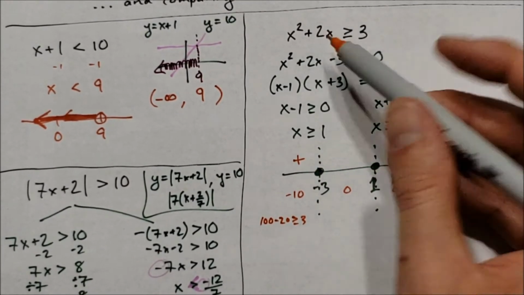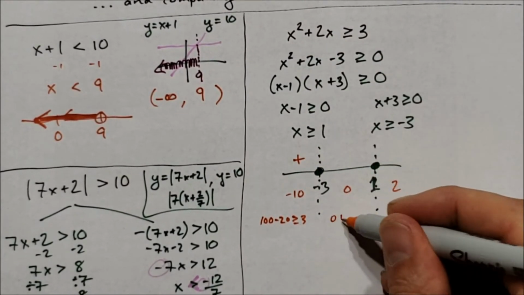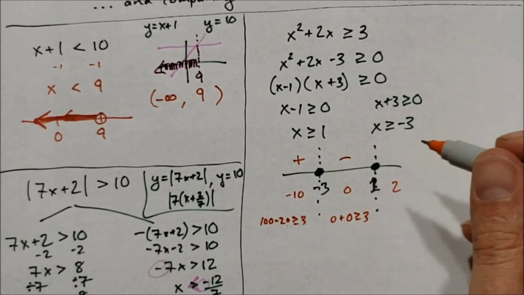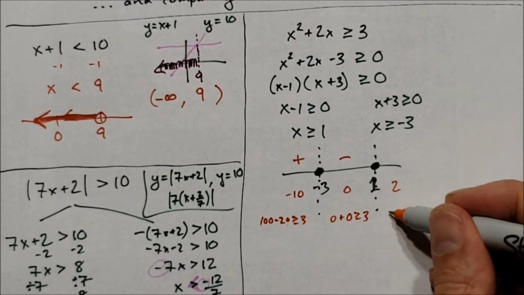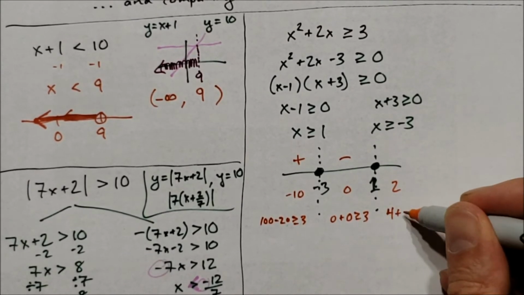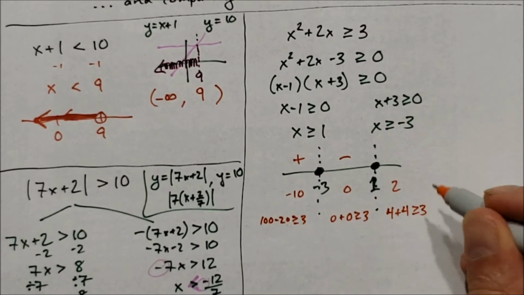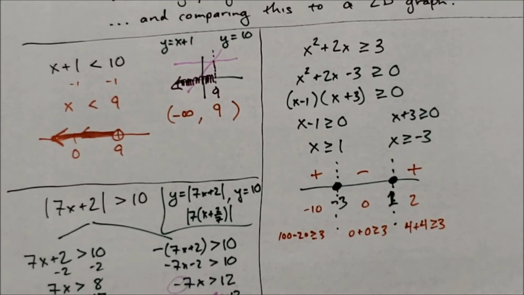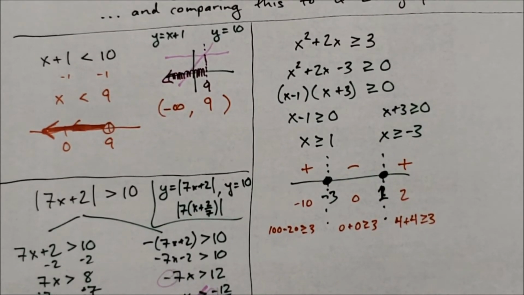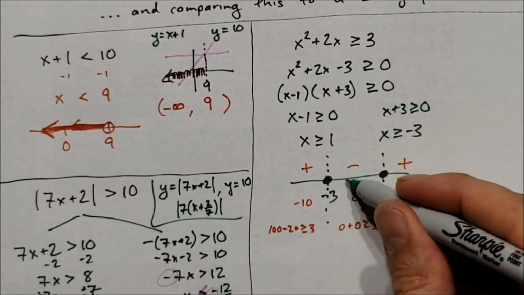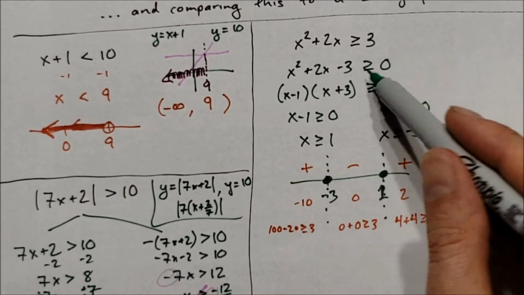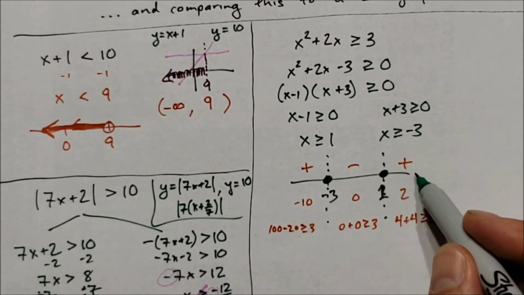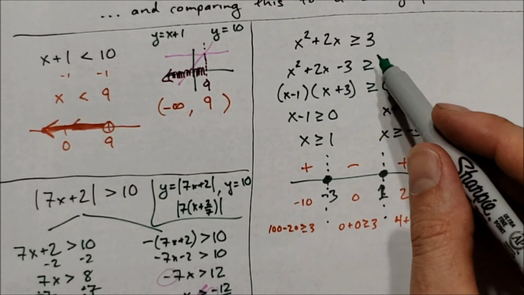Plug in 0. Well, 0 plus 0, is that greater than or equal to 3? No, it's not. So that fails. Plug in the 2. That's 2 squared is 4, plus 2 times 2 is 4. Is that greater than or equal to 3? Yes, it is, so that's a positive there. So that tells us that the values between -3 and 1 do not satisfy this inequality, but the values less than -3 or greater than 1 do satisfy this inequality.